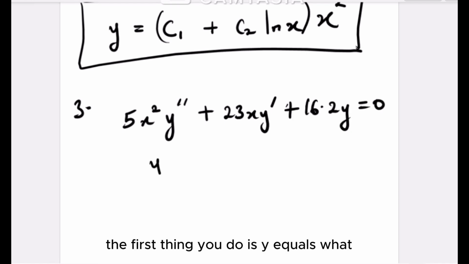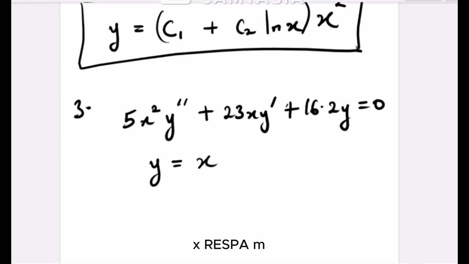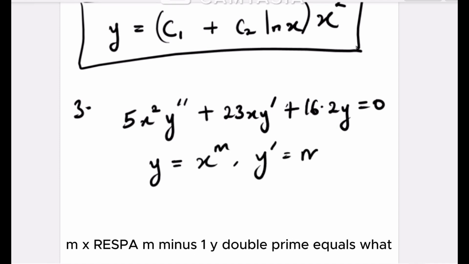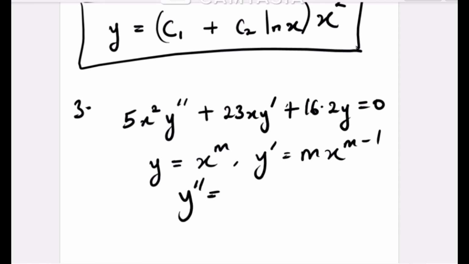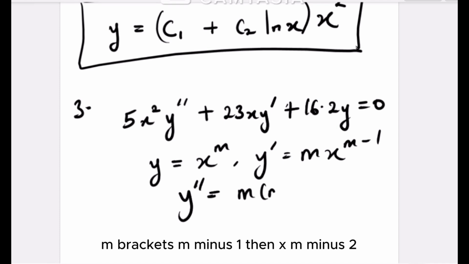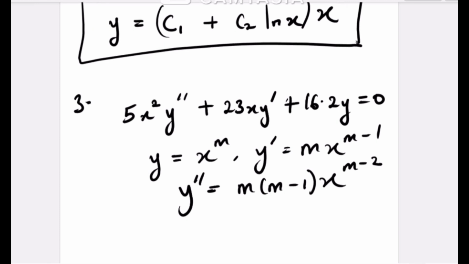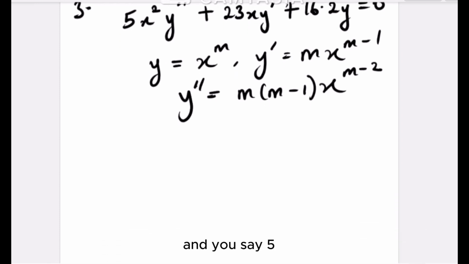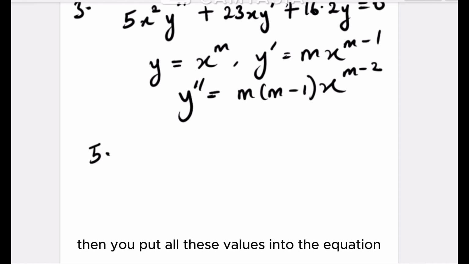The first thing you do is y equals x raised to power m. Then y prime equals mx raised to power m minus 1. Y double prime equals m brackets m minus 1, then x raised to m minus 2. Then you say 5. Then you put all these values into the equation.